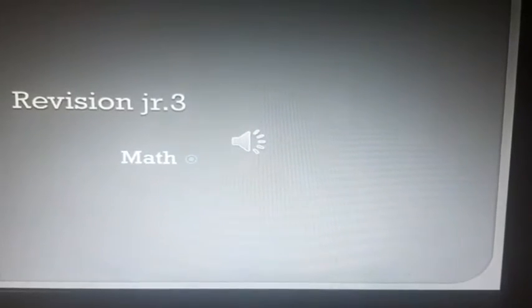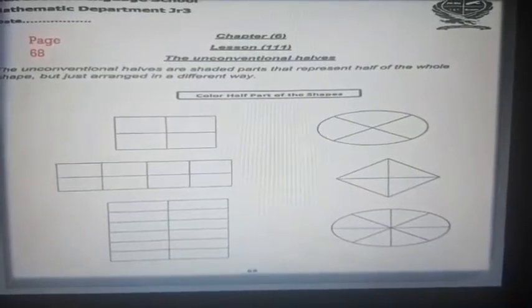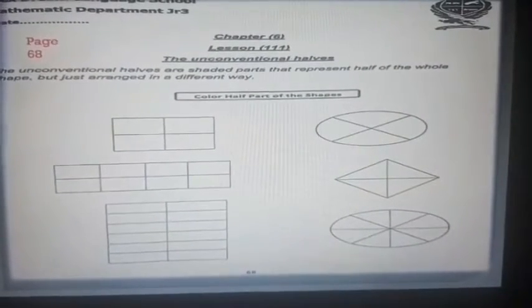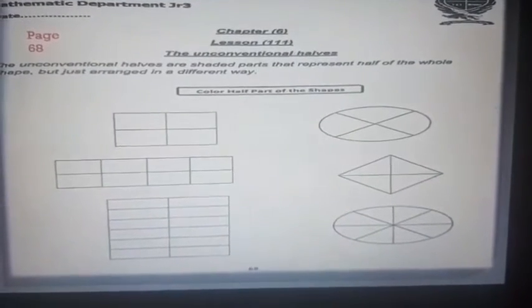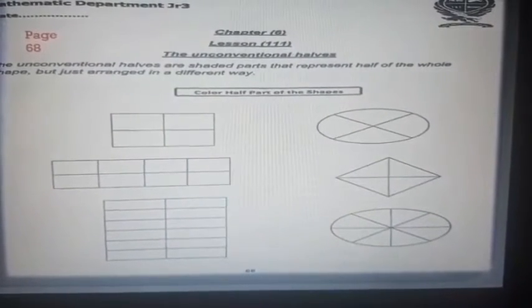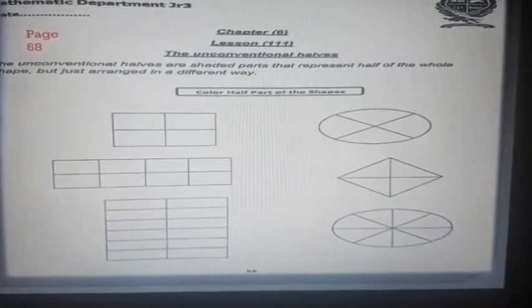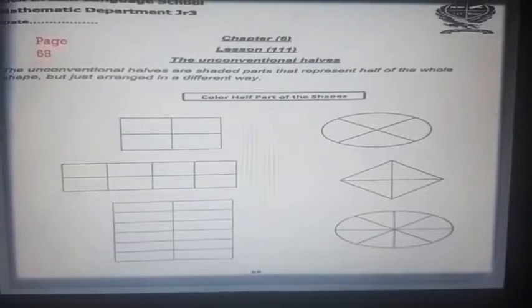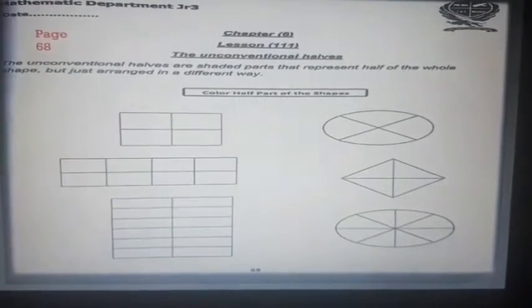Okay, now junior 3, open your booklet, page 68. I have a new lesson talking about the unconventional halves. He wants here to represent the half of the whole shape, okay? So I will get the half of this shape.